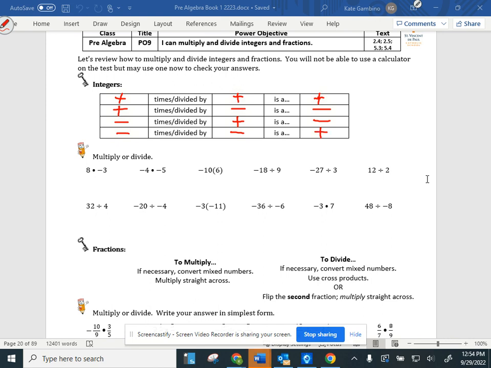Another way to look at this, if we have like signs, positive, positive, negative, negative, our answer will always be positive. If we have unlike signs, positive, negative, negative, positive, unlike signs, our answer will always be negative. Like signs, the answer is positive.